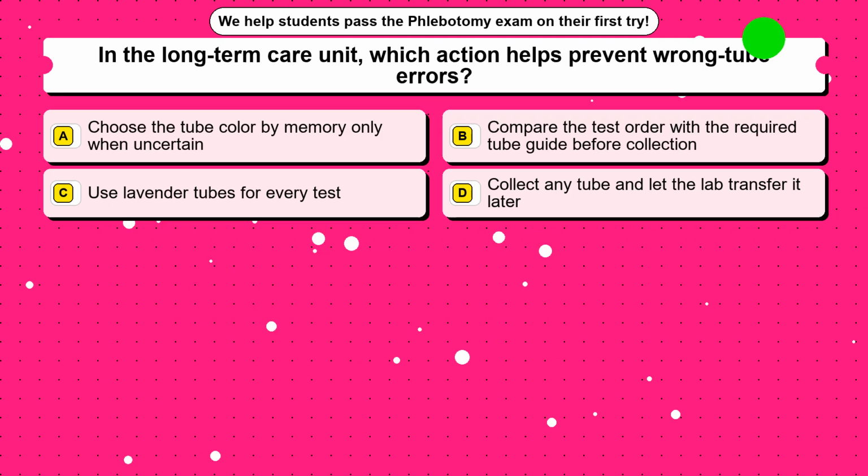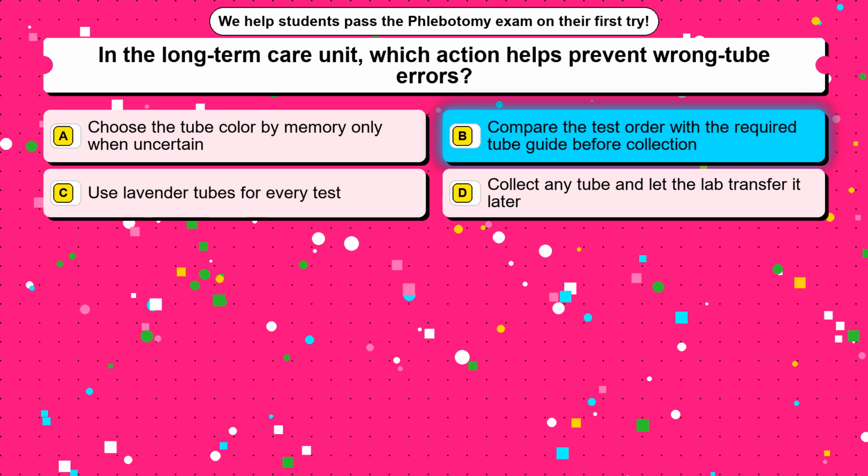Question 5. In the long-term care unit, which action helps prevent wrong tube errors? Option A. Choose the tube color by memory only when uncertain. Option B. Compare the test order with the required tube guide before collection. Option C. Use lavender tubes for every test. Option D. Collect any tube and let the lab transfer it later.